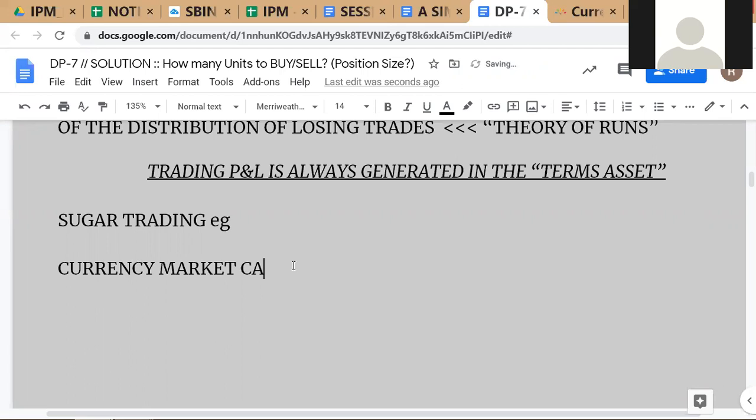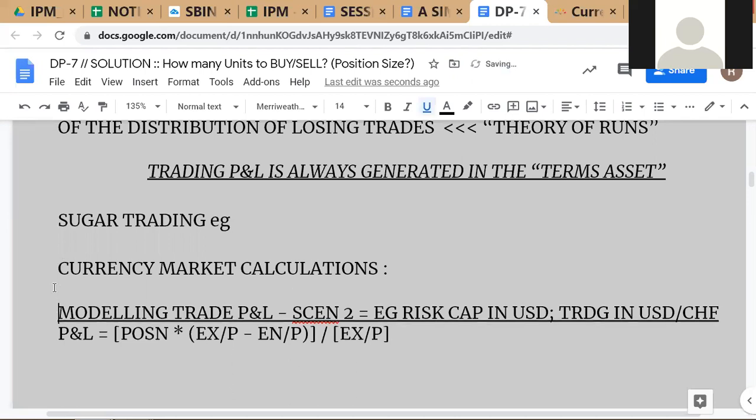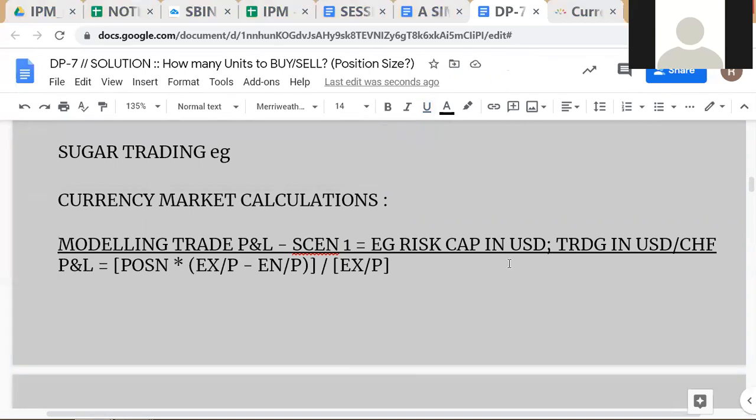So the reason we are doing currency market calculations is that these are the most complicated. Once you evolve your general principles based on currency market calculations, you can then do it for any other market. If you're trading bonds or commodities, it's very easy. So we'll do the most complex situation, and we'll talk about modeling trade P&L, which we'll call scenario one, where risk capital is in US dollars, trading is in US dollars, Swiss franc. So this is the example that we are giving.